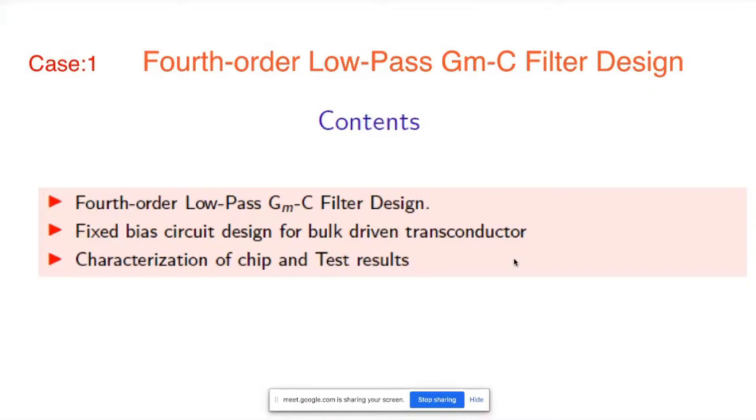So welcome back, friends. First, in this case study, I would like to present before you the fourth order low pass GMC filter design. From the starting, we have designed the GM cell, and then a fourth order low pass filter has been designed using two cascaded second order GMC filters. Then we checked their parasitics and the intended capacitance as per the desired frequency response. Finally, the layout is drawn, the parasitics are extracted, and it is sent for fabrication. Then the chip is tested on a PCB, and finally the results are presented and published.